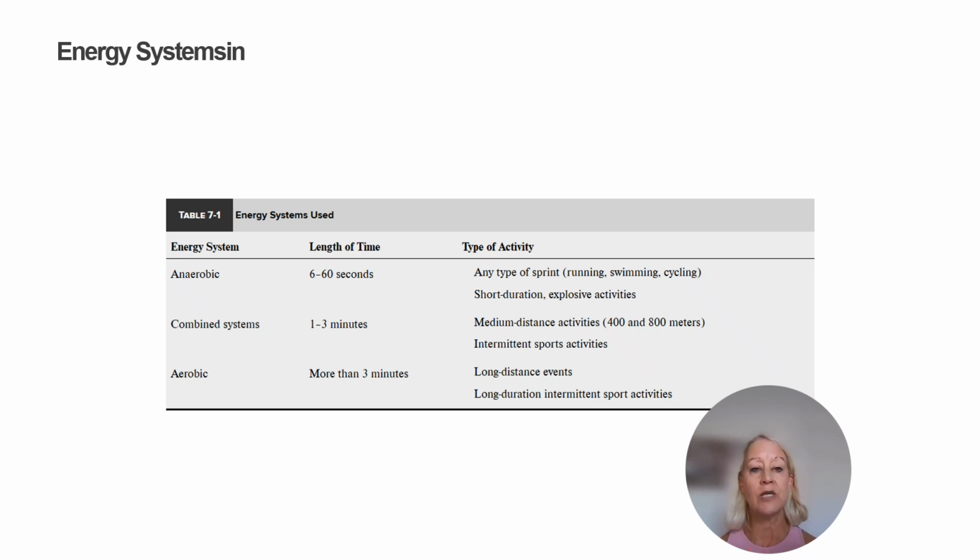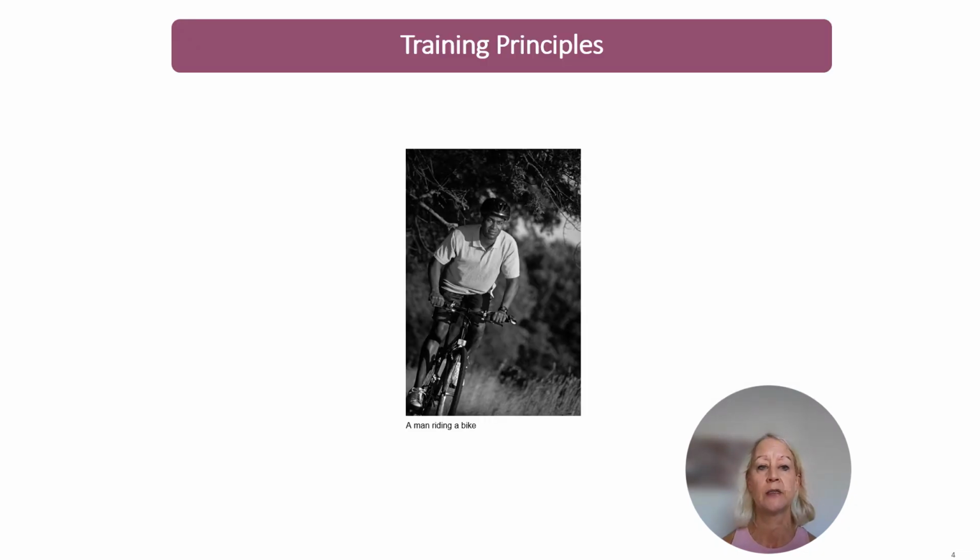This system requires oxygen, and it uses carbohydrates and fats to produce a large amount of energy. It's efficient, but again, slow. And so the key takeaway here is each energy system plays a role in physical performance. Sprinters rely more on anaerobic energy, so it's important that they train that way. Mid-distance athletes depend on both, and endurance athletes need strong aerobic capacity. Knowing which system is dominant in your sport or activity can help you design smarter training programs.